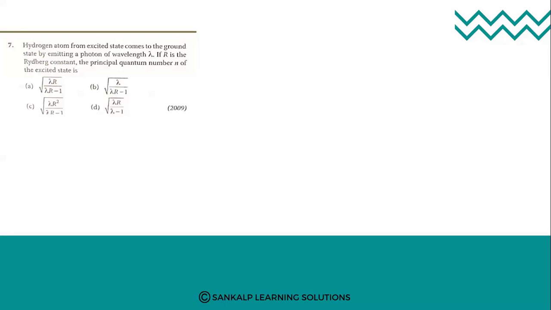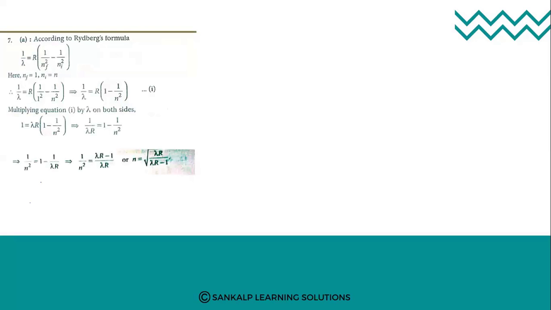Hydrogen atom from excited state comes to the ground state by emitting a photon of wavelength lambda. Here, if R is the Rydberg constant, the principal quantum number n of the excited state is. So here we need to write the expression for the principal quantum number. You can see how to do this one here, students.